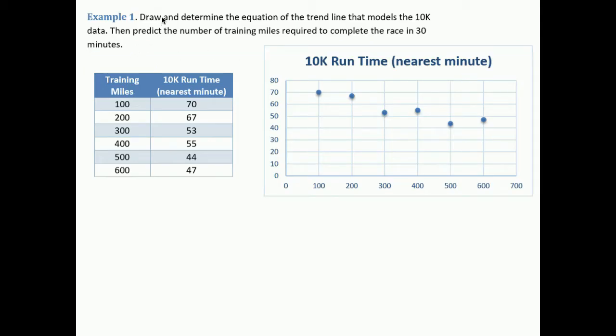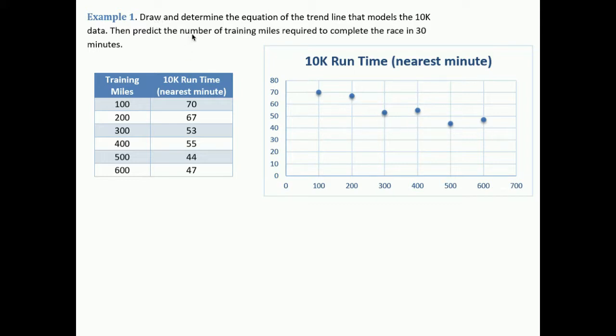This says, draw and determine the equation of the trend line that models the 10K data. Then predict the number of training miles required to complete the race in 30 minutes. And so it has this table here. Training miles 100, the run time was 70 minutes. 200 training miles, so ran more, the time dropped to 67 minutes. 300, it dropped to 53. 400, it actually went to 55. 544 and 647. And all of these data points are graphed here on this graph.